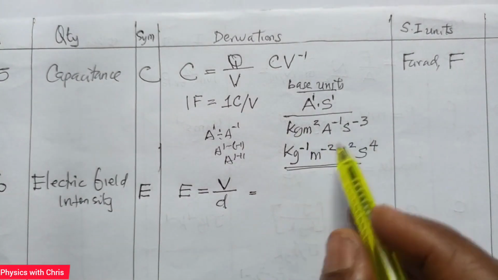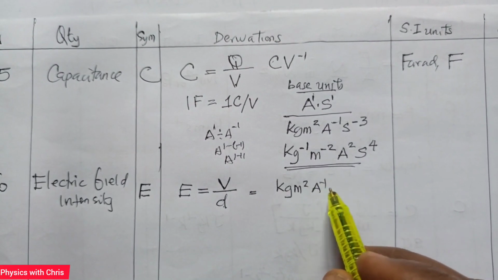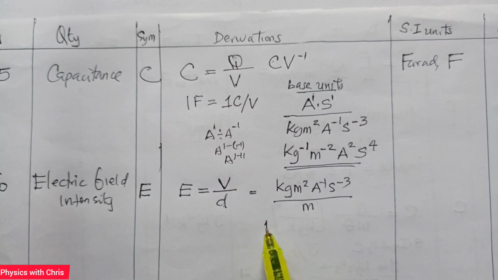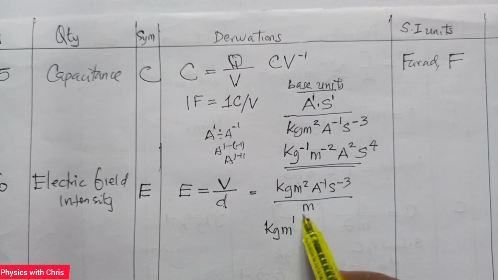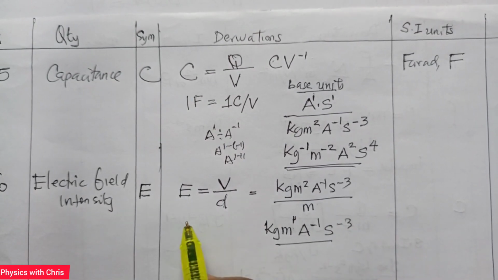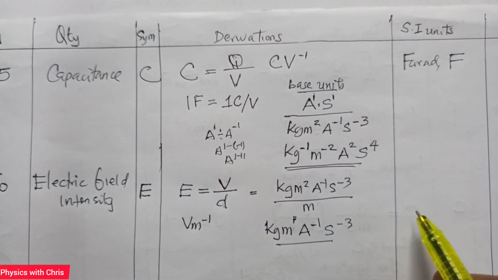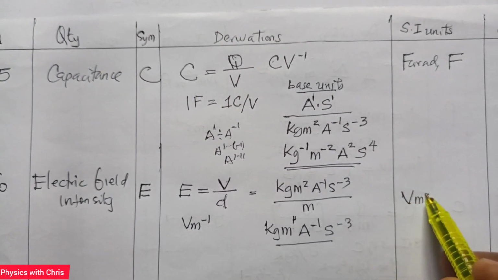Potential difference, that's what I have here again, that is kg in SI base units, meter squared, A minus 1, S minus 3, divided by distance, which is in meter. So its SI base unit is kg meter raised to power 1, because when they simplify, what is left is just meter, A raised to power minus 1, and S raised to power minus 3. Okay, this is the SI base unit, but its SI unit is volts per meter. That is volt for potential difference and meter for distance. So I can write it here, volt per meter is the SI unit.